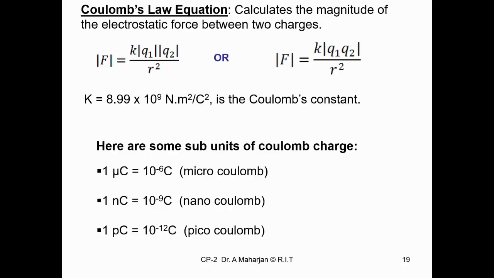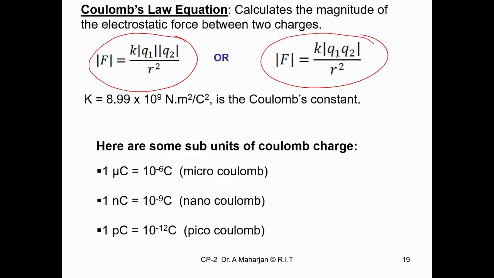And here are the formulas again. So you can write it down like this or like this. Remember, you just need the magnitude. Q1 and Q2 are the charges on the two charged particles, and you just need the magnitude. The unit of charge is coulombs.